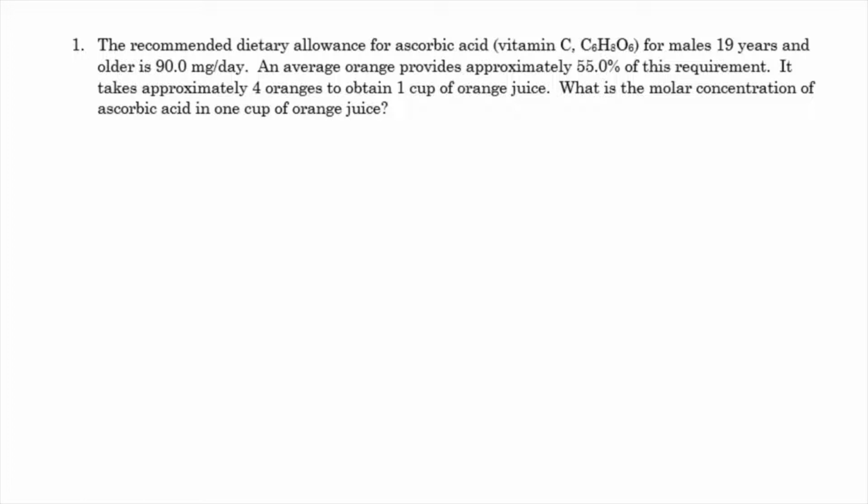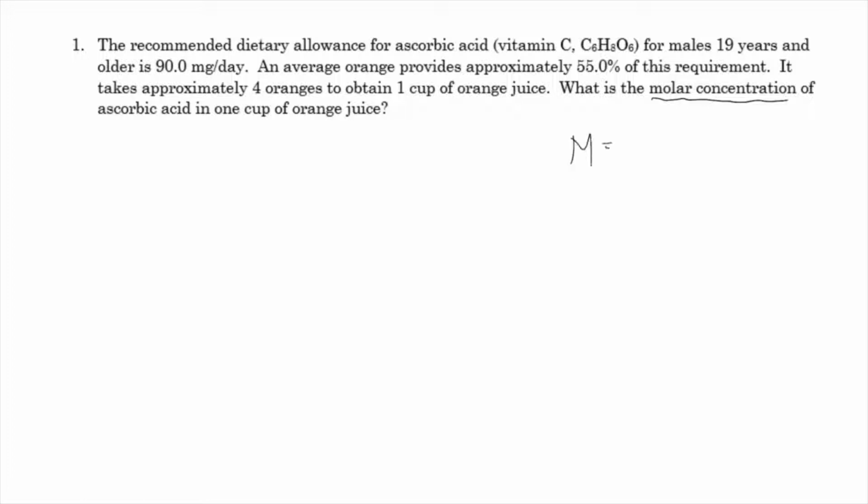The recommended dietary allowance for ascorbic acid, which is vitamin C, for males 19 years and older is 90 milligrams per day. An average orange provides about 55% of this requirement. It takes approximately 4 oranges to obtain 1 cup of juice. What is the molar concentration of ascorbic acid in 1 cup of orange juice? So, molarity is what they're asking for when they say molar concentration.